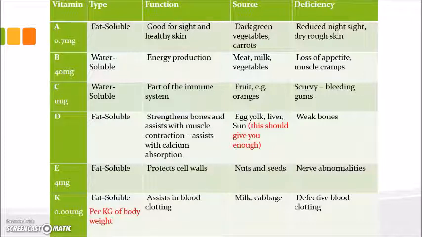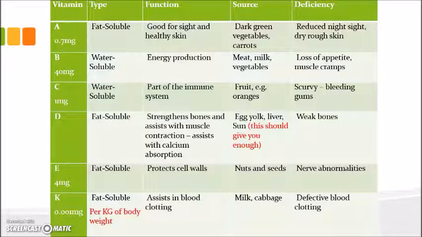So if we look at the fat-soluble vitamins first, we've got vitamin A, and we need 0.7 milligrams a day. It's really good for sight and for your healthy skin. You can find that in dark green vegetables. A deficiency is a consequence of having a lack of something. So if you have a lack of vitamin A, you have reduced night sight and rough skin. Next one is vitamin D.